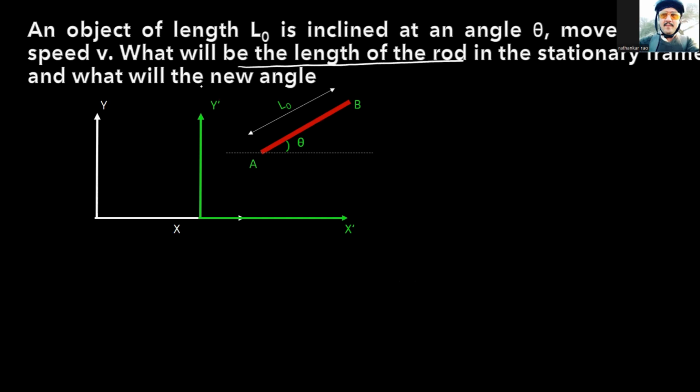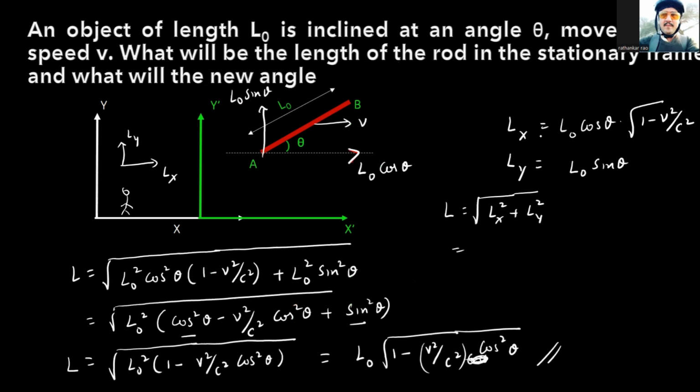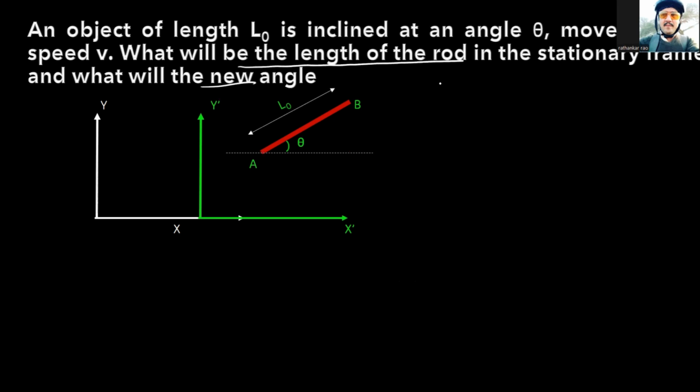Then what will be the new angle? How do I find the new angle? Now let me go back to the earlier slide. So Lx and Ly I have. Lx equal to L naught cos theta, Ly equal to L naught sin theta. So I'll write down here Lx equal to L naught cos theta into root of 1 minus v square by c square, and Ly is equal to L naught into sin theta.